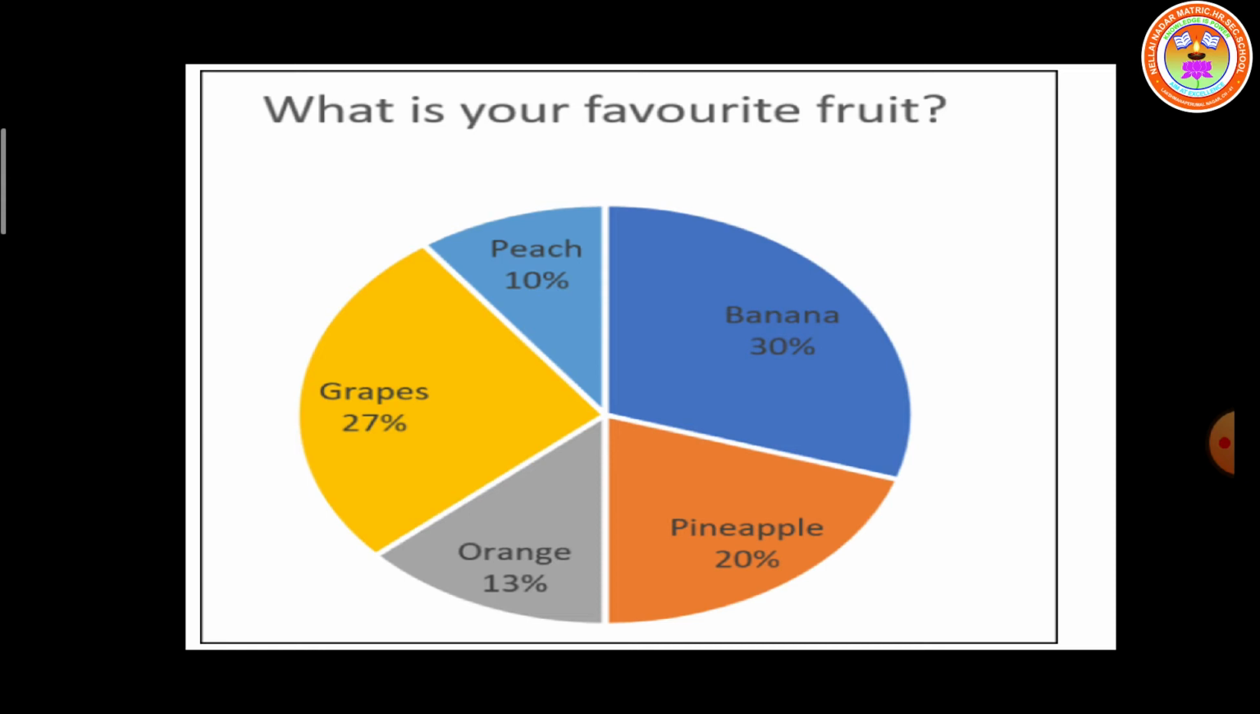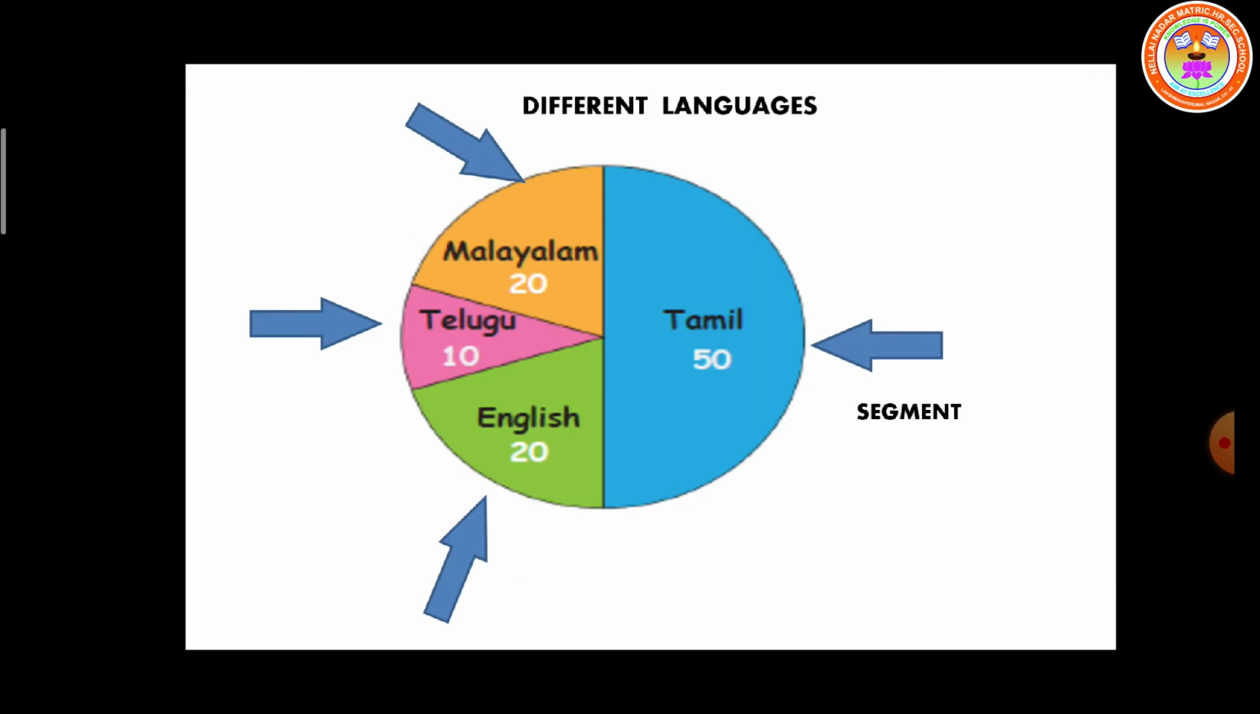Is it clear? Now see, this is the pie chart of different languages. Each part is called a segment. The circle is divided into smaller parts and each part is called a segment. So pie charts are used to compare the parts of the whole, and each segment consists of a different value.